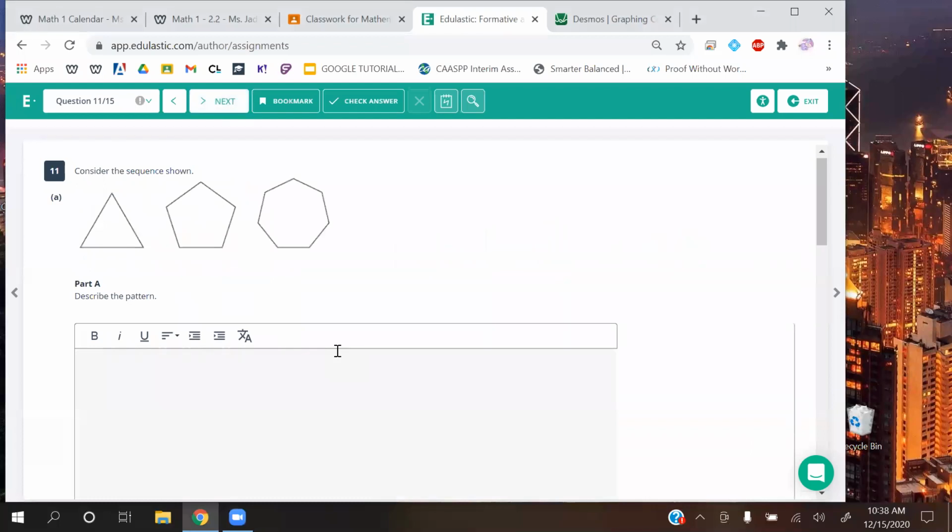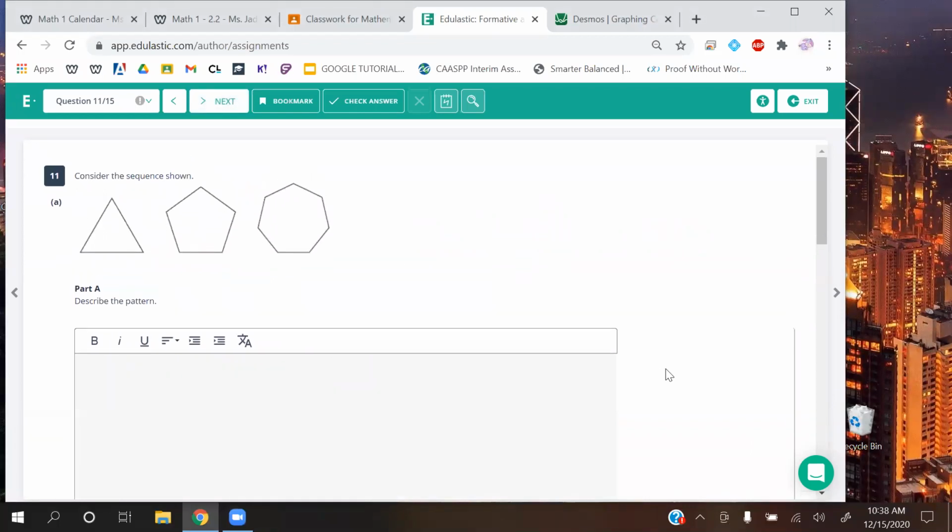Next. Okay, consider the sequence below, describe the pattern. So this one, Edulastic's gonna mark us wrong because I have to manually grade it, but we have a pattern here. We can talk about either the number of sides increasing or the number of corners increasing. It's up to you, but both will pretty much be the same thing. You just gotta describe it in your own words because the sides are increasing. The corners are also increasing. You're not wrong either way.